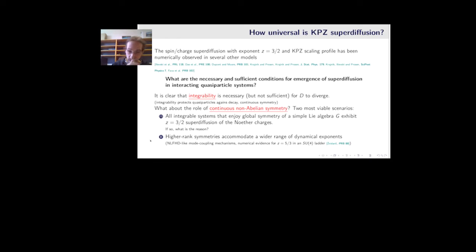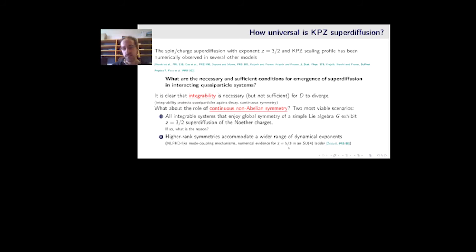And the second possibility was that perhaps in the higher rank systems, there will be a wider range of dynamical exponents. And this second option was a serious possibility, because indeed there was some early numerical evidence by another paper by Znidarič from some years back, where it shows that in the SU(4) symmetric integrable spin ladder, there was numerical evidence in favor of an exponent of 5/3.